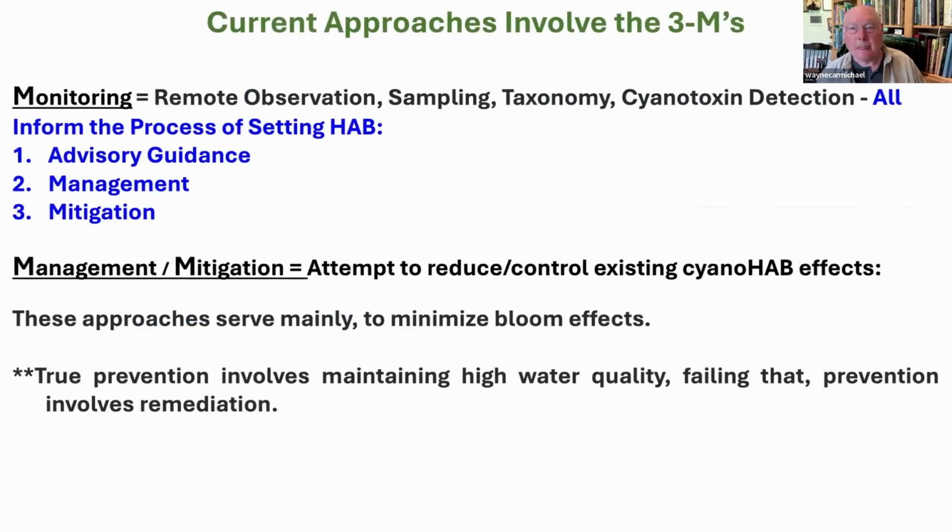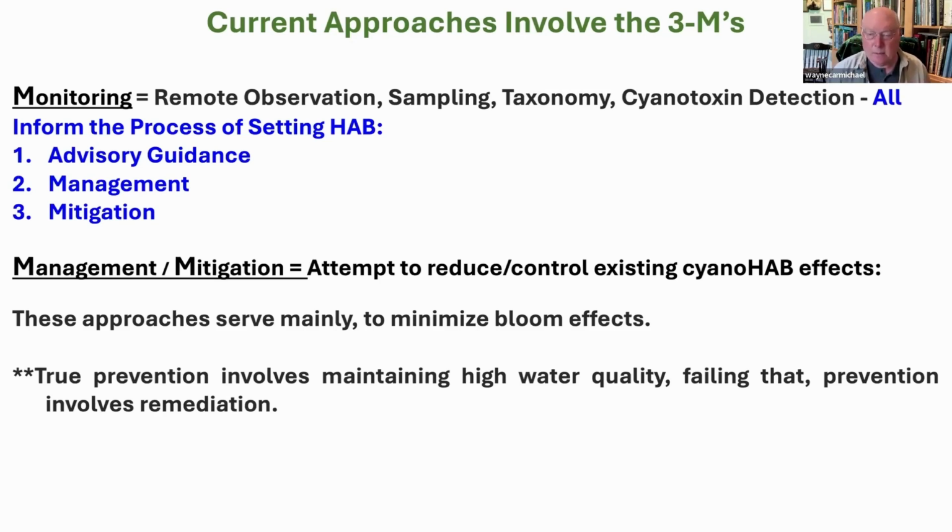The current approaches involve what I refer to as the 3 M's. They involve monitoring. Monitoring really means getting good at detecting what's there. So it involves remote observation, be it satellites or drones, more sampling directly of the water body, better methods of identifying the organisms responsible, so taxonomy, and then of course cyanotoxin detection itself. All of these processes inform how you set HAB advisory guidance, management, and mitigation, but it doesn't typically address prevention and remediation. Management and mitigation, you have to keep in mind, is an attempt to reduce and control cyanobacteria and their HABs.